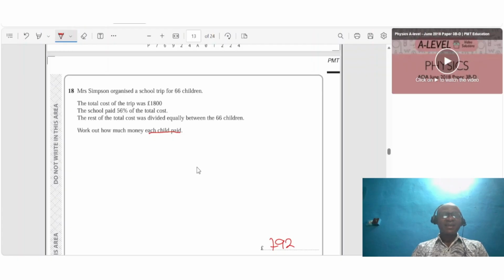So I did 56. 100 minus 56, which gave me 44. And then I had to turn 44% into a decimal number, which was 0.44. And then I times it by 1,800, and I got 792.